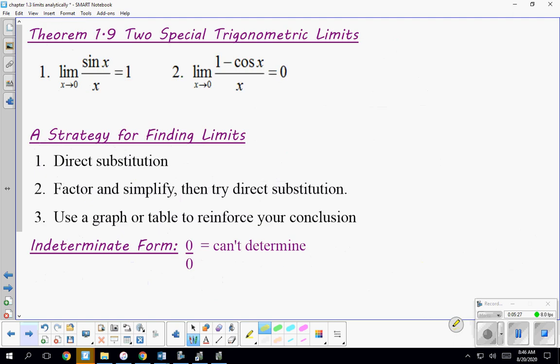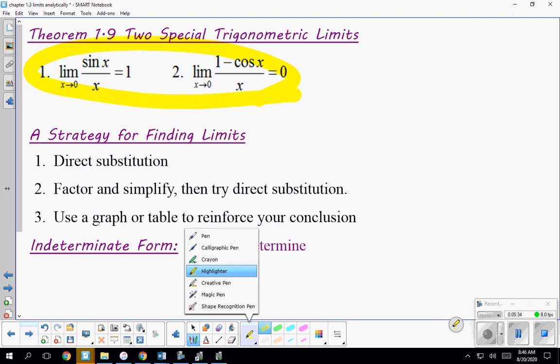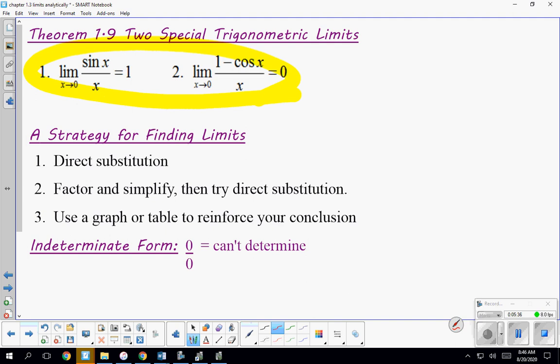Okay, 2 special trig limits. These you kind of do need to memorize. Those are the only 2 that you have to memorize from this section. The way I remember them, this is not mathematical, this just helps me remember, is that in this one, I can kind of look at this as x divided by x, which is 1. Over here, I can do x divided by x, and then I can do 1 minus 1 to get 0. But again, that's not mathematical, that's just how I remember which is which.